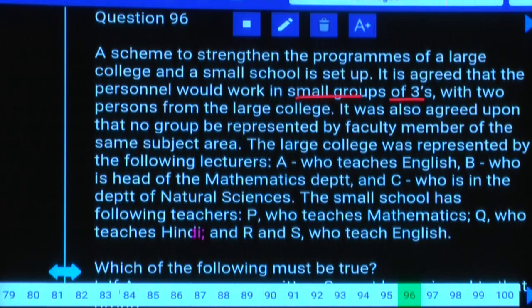Exactly 3 members. A group consists of only 3 people, and among these 3 people, 2 persons must belong to the large college and 1 must be from the small school.